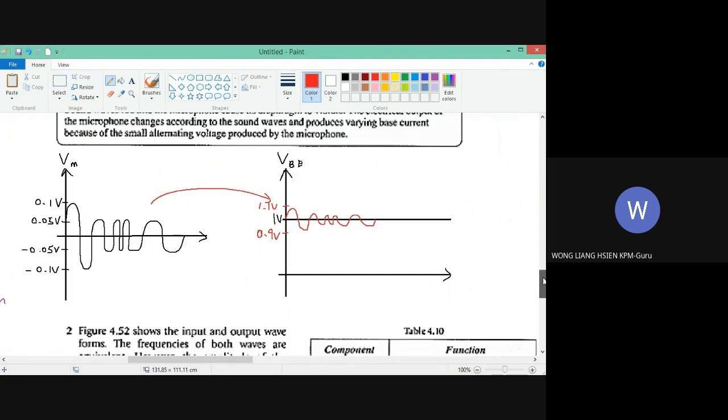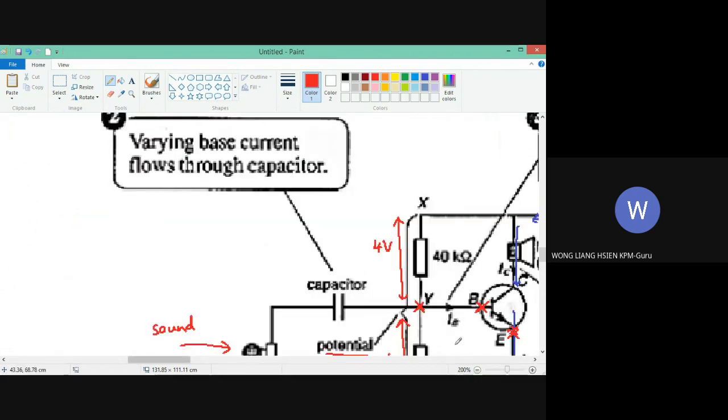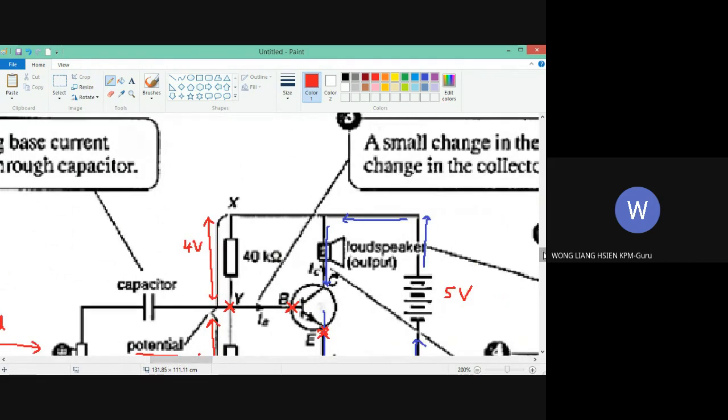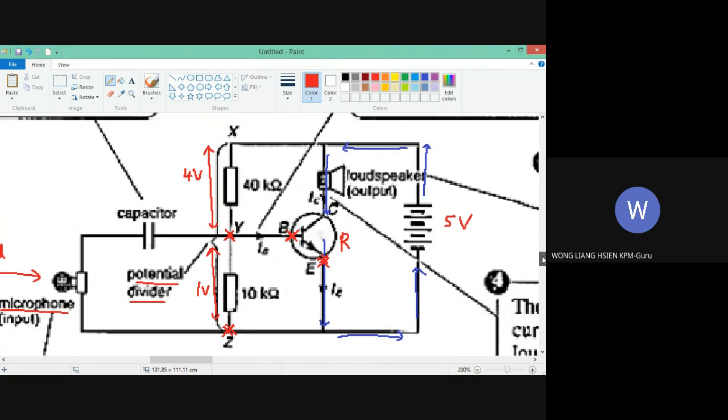So when this happens, the resistance of the transistor will also change, right? When the voltage between the base emitter goes up and down, up and down, the resistance of the transistor also goes up and down. So what happens is the collector current also goes up and down. The current that passes through the loudspeaker also becomes strong and weak, strong and weak, following the frequency of the sound that goes into the microphone.